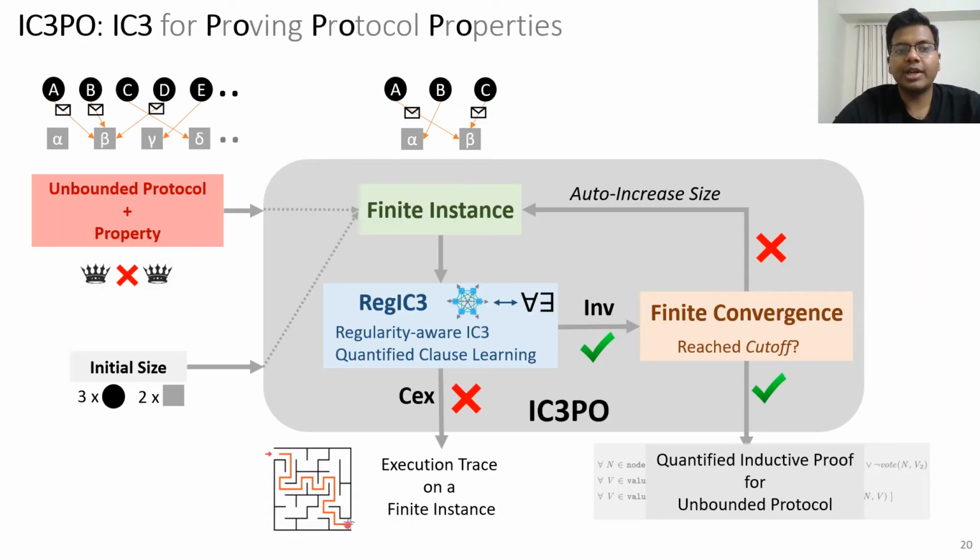So this is what IC3PO does to verify the unbounded distributed protocol fully automatically. It performs finite domain model checking along with the concepts of regularity and quantification until convergence is reached. It will auto increase the size if needed, and eventually either produce a counterexample trace that disproves the property or generate a quantified inductive invariant that proves the unbounded distributed protocol as safe.